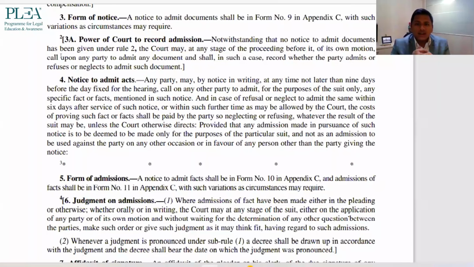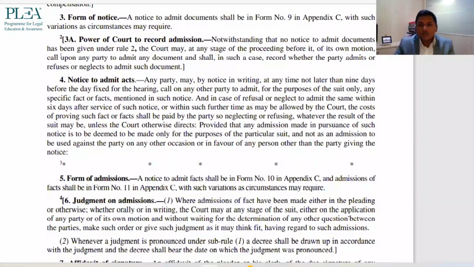What it says is that at any stage, it starts with a non-obstante clause, notwithstanding that no notice to admit documents has been given under Rule 2, the court may at any stage of the proceeding before it of its own motion call upon any party to admit any document and shall in such a case record whether the party admits or refuses or neglects to admit such document. Suppose in this case the party refuses or neglects, then we go back to the deeming provision. If you recollect, where a party refuses or neglects, then there shall be a deemed admission. Despite the deemed admission, the court can say, no, produce oral evidence or produce other documentary evidence.